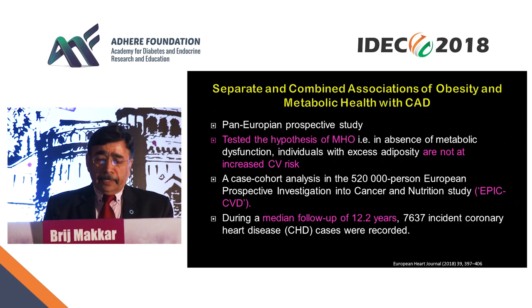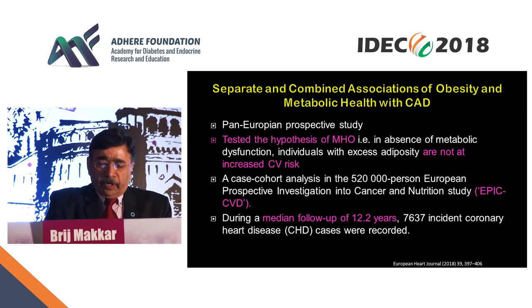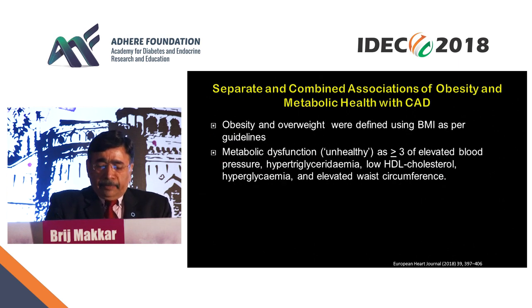Another important study, published this month only in the European Heart Journal, looked at separate and combined associations of obesity and metabolic health with coronary artery disease. This is a pan-European prospective study that tested the hypothesis of MHO, metabolically healthy obesity, and whether they are at increased risk of cardiovascular disease. The study was done in 5 lakh plus patients from the European Prospective Investigation into Cancer and Nutrition, with a mean follow-up of 12.2 years. Obesity and overweight were defined with BMI, and metabolic function based on components of metabolic syndrome.